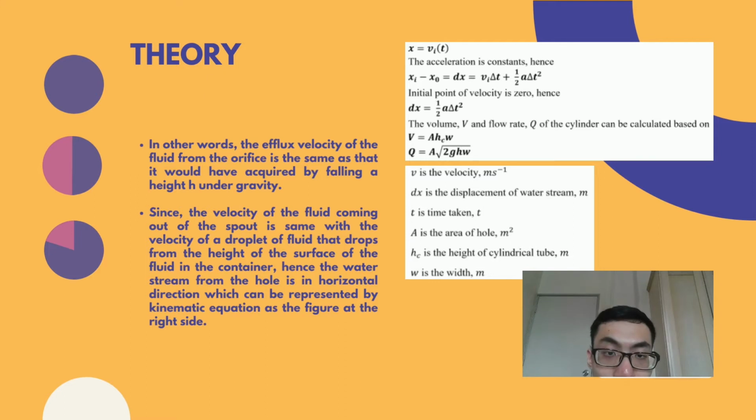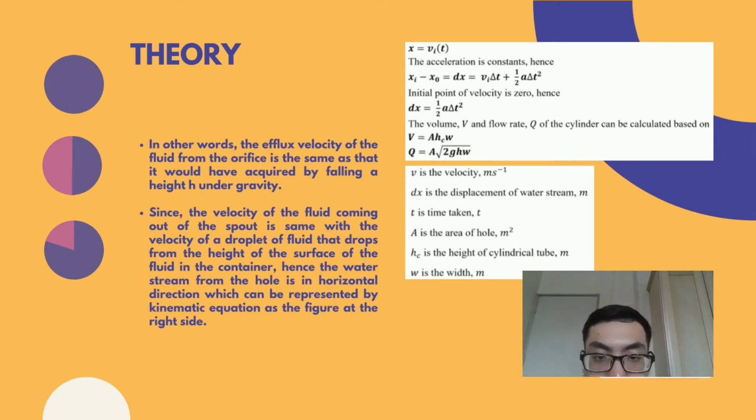So we are going to start from x equals vt. The acceleration is constant, hence x minus x0, which is the difference of x, is equal to v0t plus half of a times t squared. The initial velocity is 0, hence the difference of x is equal to half of at squared.